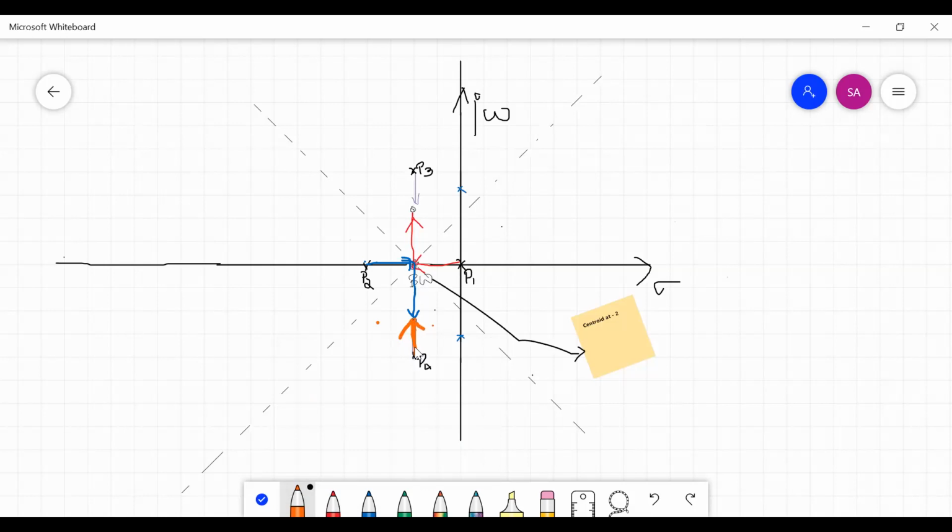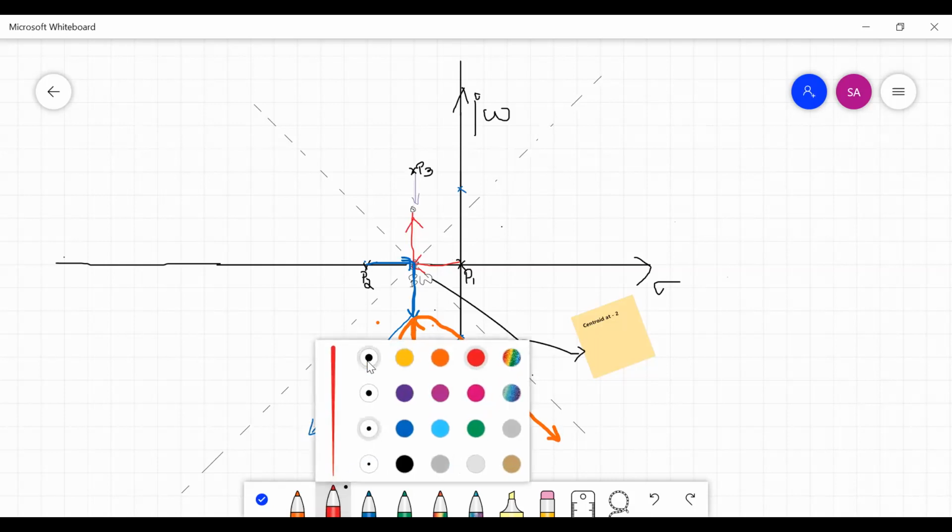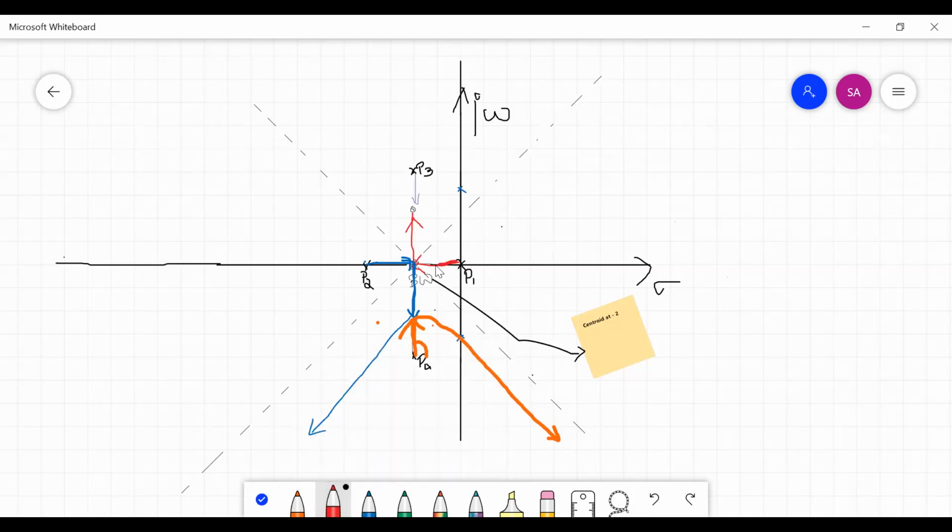It is coming out making an angle of 90 degrees. Then what happens? This comes out like this. It crosses the imaginary axis and goes along this asymptote. What about this one? It comes out like this, breaks, and goes along this asymptote. This is done. Now here we have 2 more. What is happening here? This came out from here, broke, and went up.